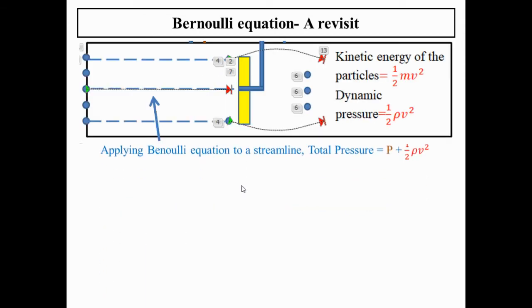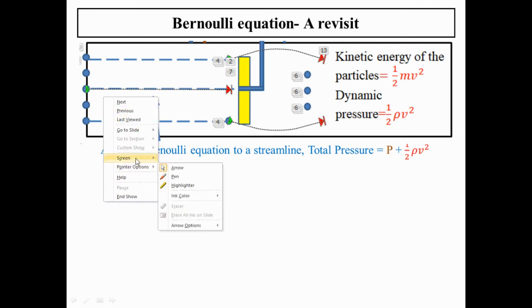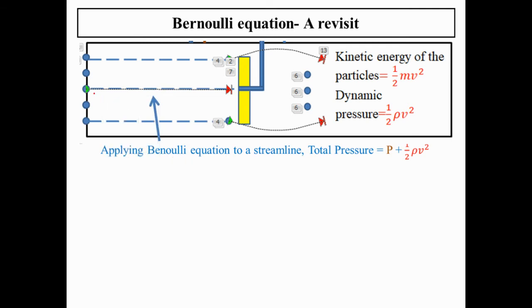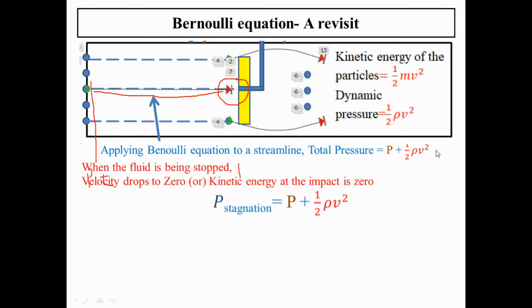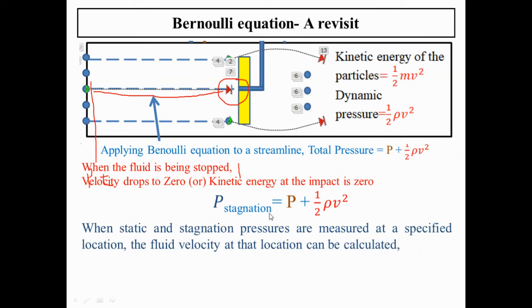So here you can apply Bernoulli's equation for this streamline. We consider this streamline, and if you apply Bernoulli's equation at this location, the pressure could be P plus half rho v squared, and it comes over here. What will happen in this case is the velocity would give the total pressure. It will be the stagnation pressure. The stagnation pressure will be P plus half rho v squared, at this point where the fluid is being stopped, the velocity is dropped, and the kinetic energy at this impact is zero. So we can say that the static and stagnation pressure are specified at the location.